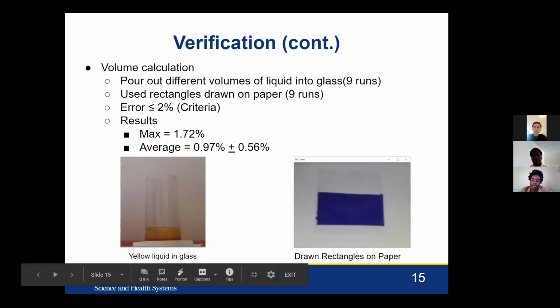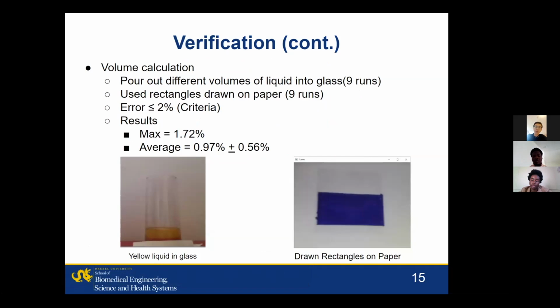The verification of the volume measurement was performed by 2 methods. The one is using the app to detect the different volumes of liquid in the glass, and the other method is detecting the rectangle drawn on the paper, which represents the solution in the beaker. These 2 methods were iterated 9 times respectively. So the maximum of our final result was 1.72%, which is definitely lower than the criteria of 2%.